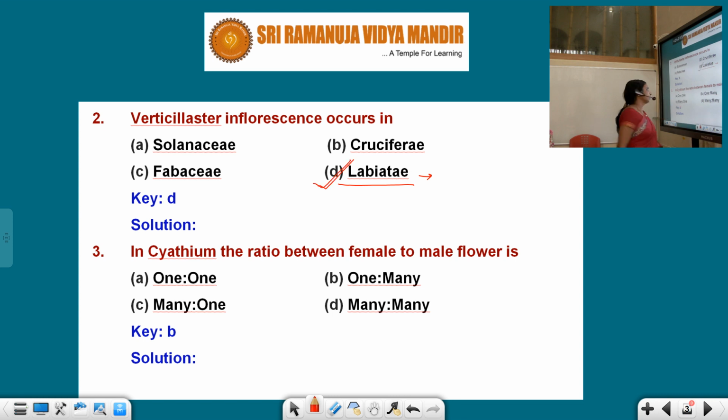And next, third question. In Cyathium, the ratio between female and male flowers. This question is also from inflorescence, also a very important lesson, and the questions are very simple. If you remember, this is a special type. Verticillaster is a special type of inflorescence. Cyathium is also a special type of inflorescence. And a very interesting question. In Cyathium, it is a cup-like structure.